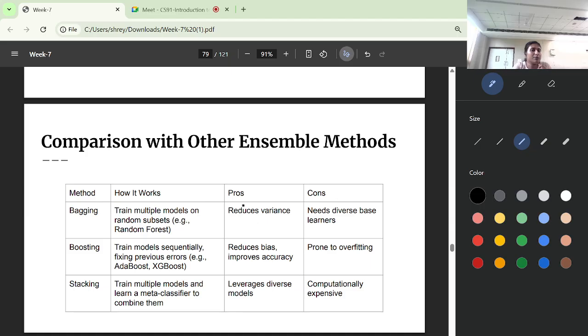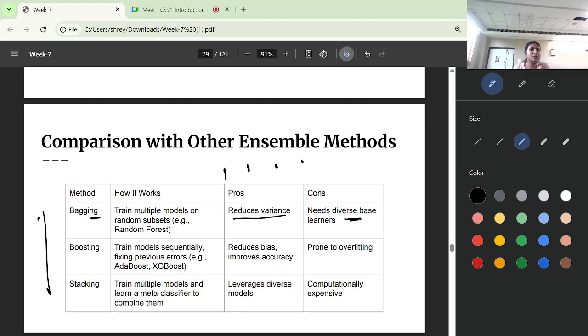So there are multiple pros and cons. Here the pros and cons are written. For bagging, it helps to reduce variance because multiple bootstraps are created, right? So variance is reduced, but it needs much diverse data for the base learners, because if you are creating bootstraps you need a small amount of data from a huge bag. So you need diverse types of learners as well.